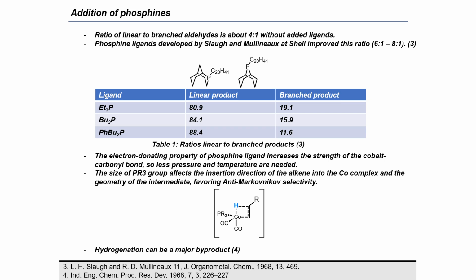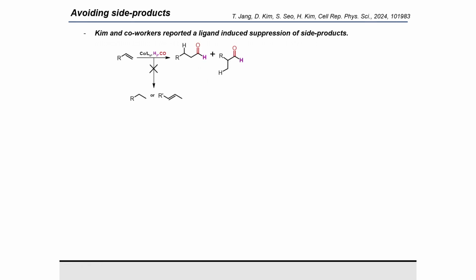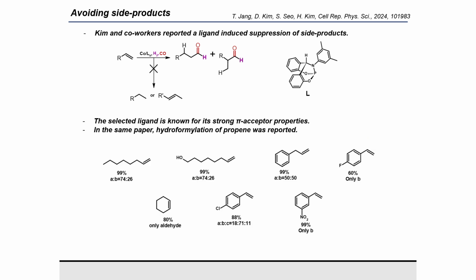It is also worth mentioning that instead of carbonylation, you can get hydrogenation as a major side product. One of the most recent developments, actually from last year, was by Chen and co-workers, who reported a ligand-induced suppression of side products. As we saw before, one of the main side products can be hydrogenation using cobalt-catalyzed biphos ligands. This kind of ligand is known for its strong pi acceptor properties.